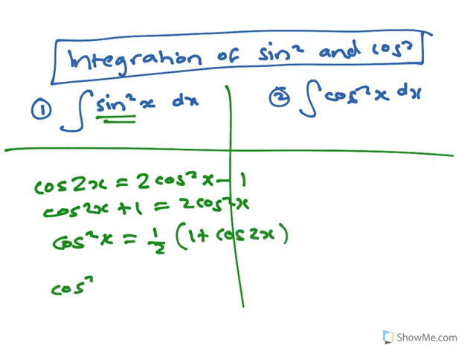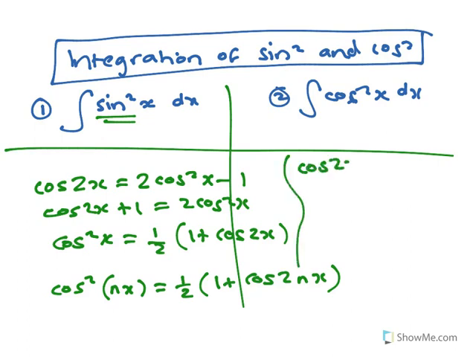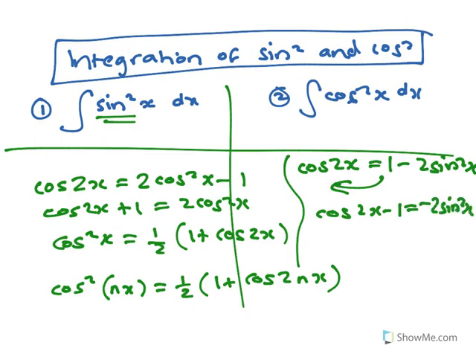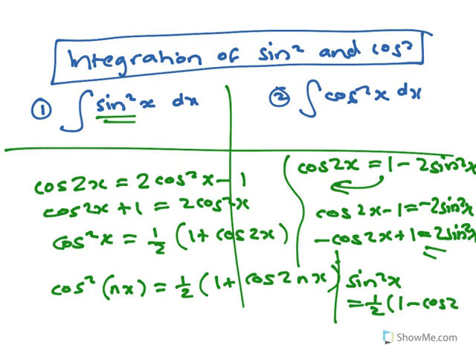Now if you look on the formula sheet, it's got cos squared nx equals 1/2 (1 plus cos 2nx). And you can get a similar expression for sine squared, and that comes from cos 2x again, so it's 1 minus 2 sine squared x. So if you rearrange this, that would be cos 2x minus 1 is minus 2 sine squared x. If you multiply by minus, it would be minus cos 2x plus 1 equals 2 sine squared x. Divide by the 2, there you get sine squared x equals 1/2 (1 minus cos 2x).